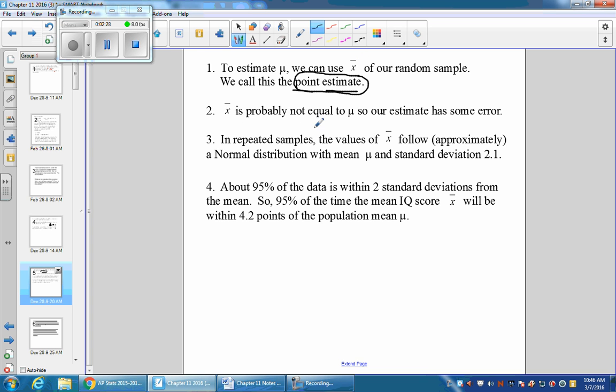Now x bar is probably not equal to mu. So we have a population out here, mu, and we just took one sample from it. We don't know if it's on this side or this side, but we know it's somewhere. So let's say we take an x bar and it's here. It's probably not the true mean. If I take repeated samples of x bar, though, it will follow this normal distribution with a standard deviation of 2.1. The downside is we don't get to take repeated samples. We just have our one sample.